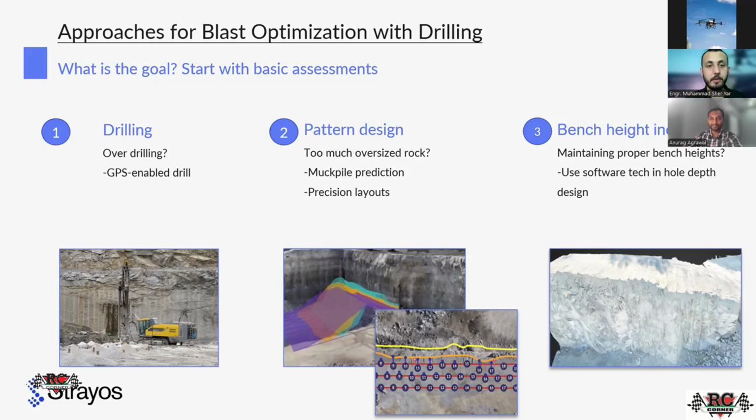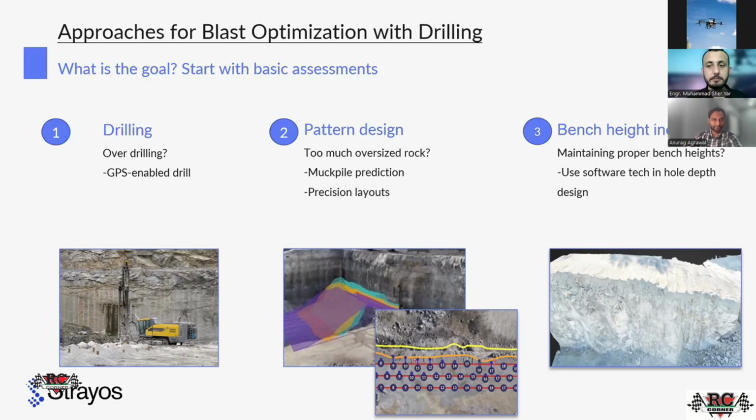Bench height inconsistency, definitely, because of the bench height inconsistency, there is a deviation in the floor plane, and because of that undulation has happened, and that affects the movement of the dumper as well as the drilling machines. So what is the goal?